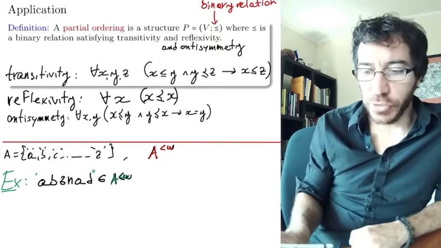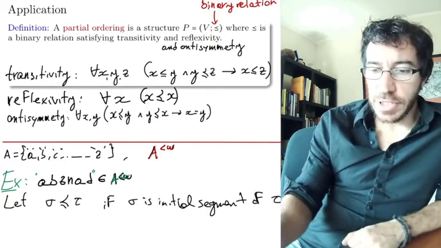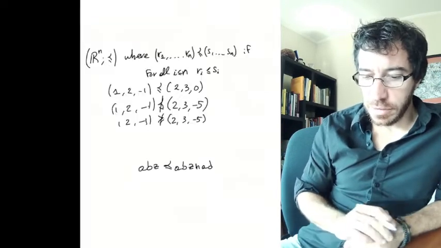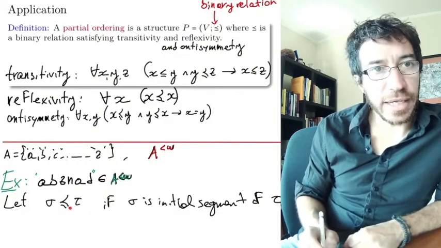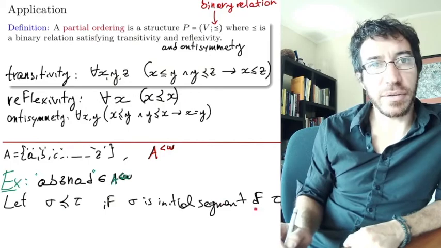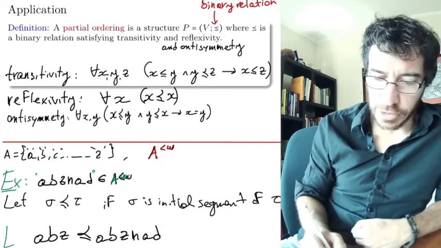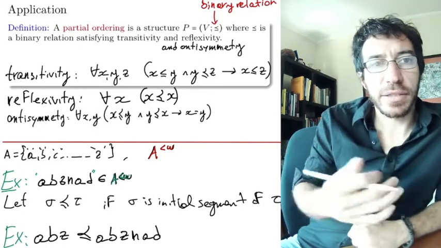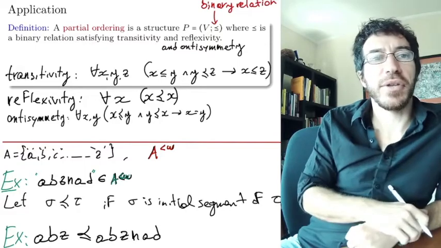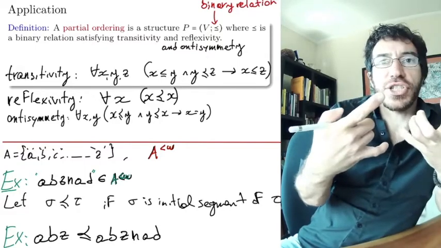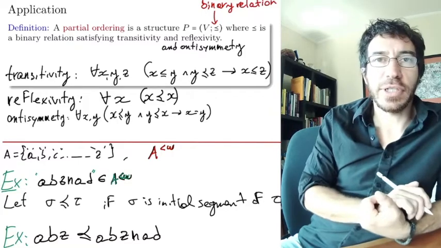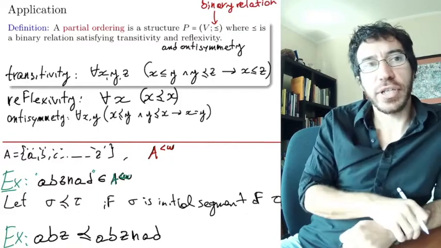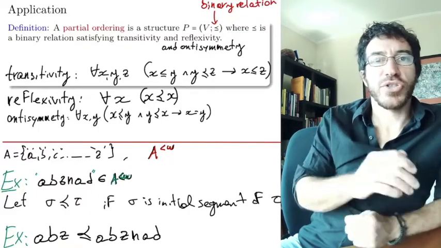And let's consider the following ordering. Given two strings sigma and tau, let's say that sigma is less than or equal to tau if and only if sigma is an initial segment of tau. So the word contains the other one. For instance, the word ABZ is an initial segment of the word ABZNAD, right? That's why we say that it's less than or equal. But there could be words, for instance, that don't contain each other, and they're incomparable under this ordering. Some words are comparable, like if they extend each other. Some words are not, and then you get here an order that is transitive, reflexive, and antisymmetric. So that is a partial ordering.